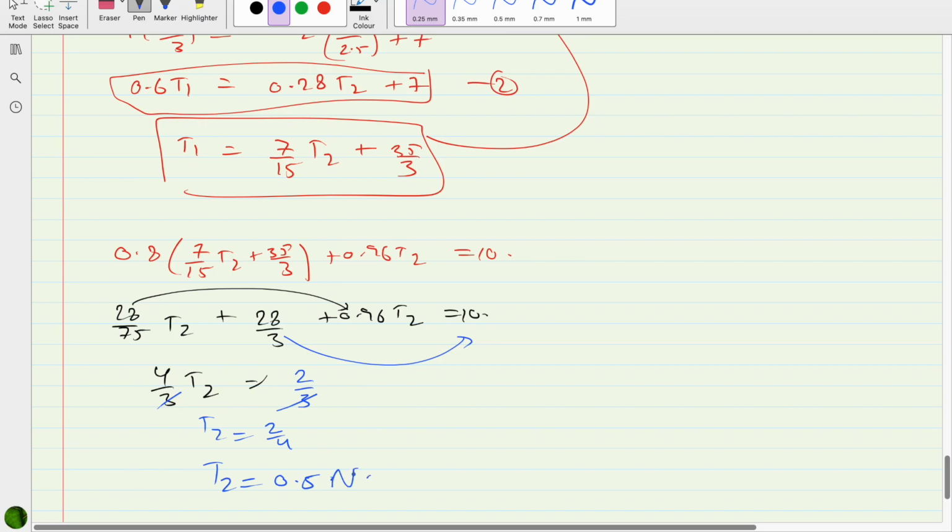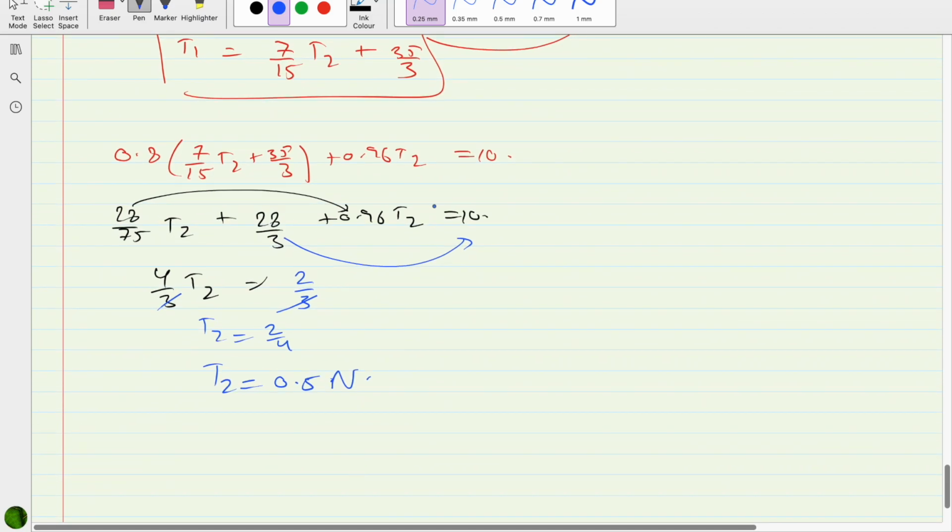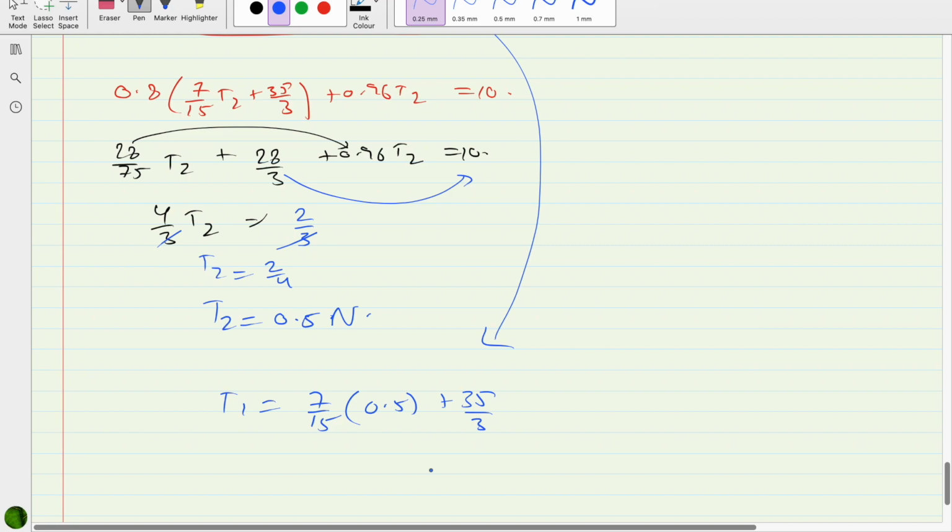0.5 newtons. Now for T1, so T1 is equal to 7 by 15 of T2 plus 35 by 3. 7 divided by 15 into 0.5 plus 35 by 3, that is 119 by 10, equals 11.9 newtons. Clear?